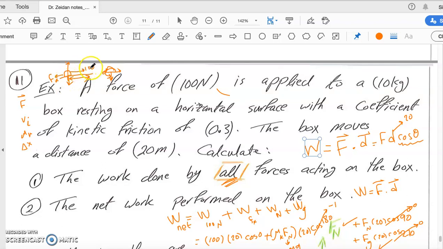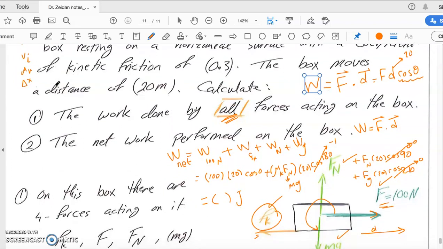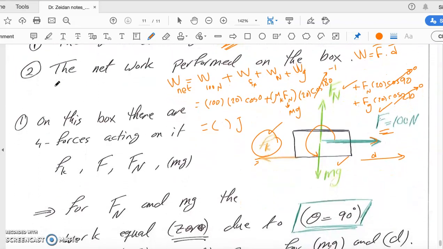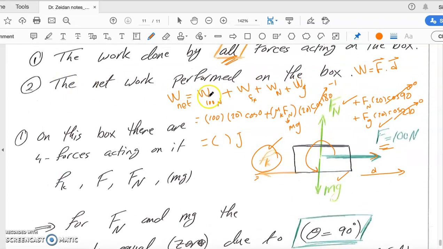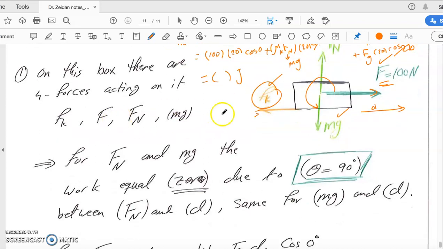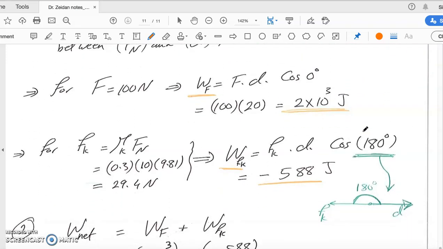Move on. So we want the work due to the 100 and the work done due to the friction force. All right? Because this is multiple choice, you really don't have to go through all the work, unless you are asked to show the work. All right? So the net work performed on the box, we say that these are the four forces, and N and mg, both of them are perpendicular to the distance, so they will produce work of 0. But the work due to the 100 Newton is, again, this is the 100 Newton, and the object is moving in this direction. So the angle is 0.